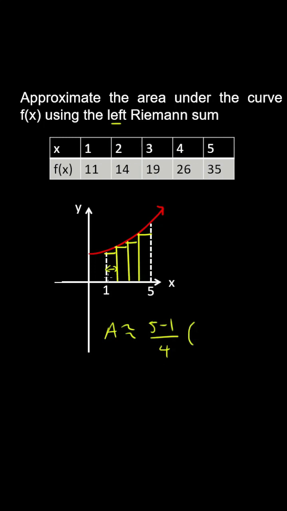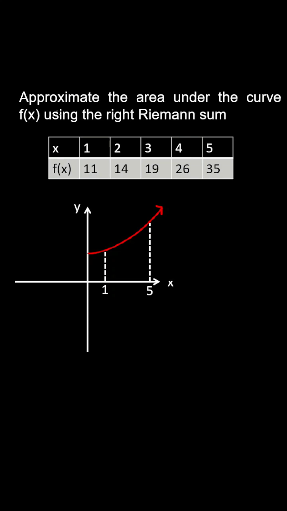And then we just multiply by the height of the left of each of those rectangles, which is given in a table. So that will be 11 plus 14 plus 19 plus 26. So that gives an area of approximately 70.